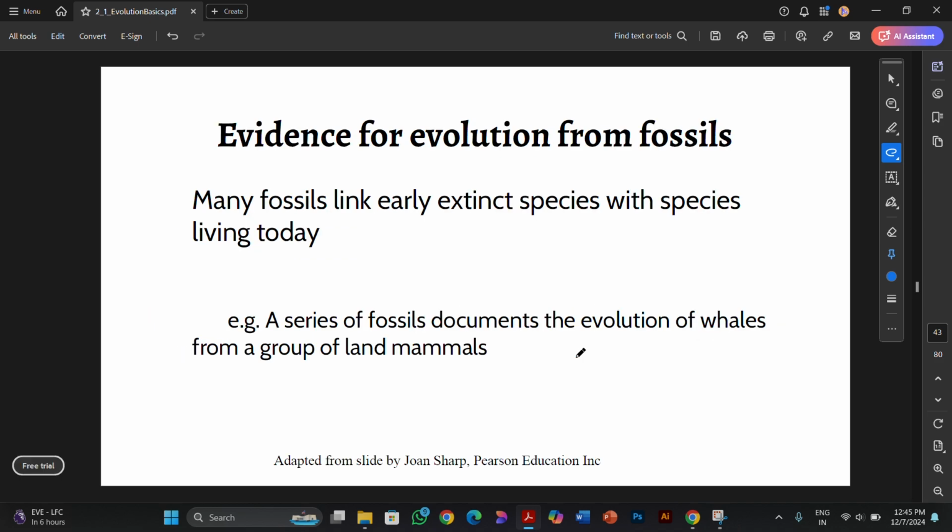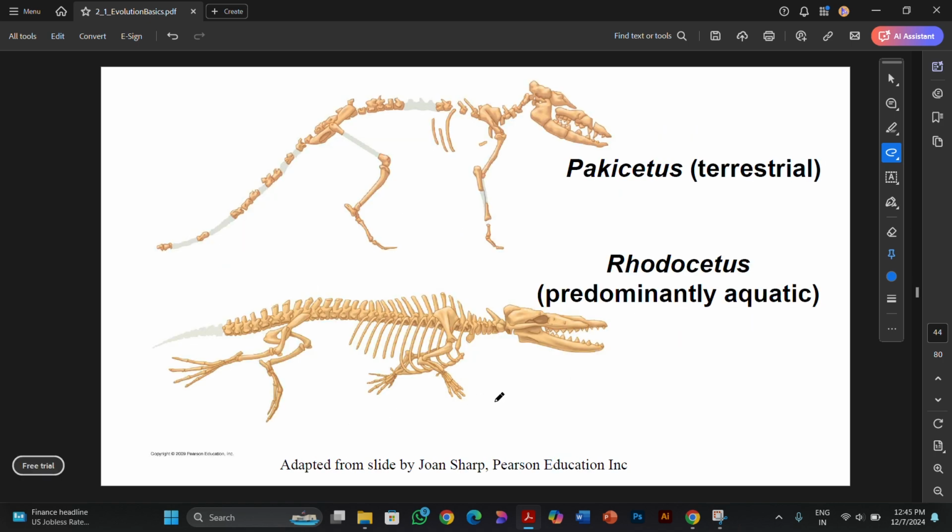There is also evidence for evolution from fossils. Many fossils link early extinct species with species living today. You can just see these for your reference.